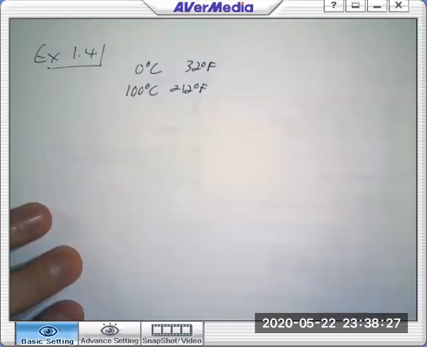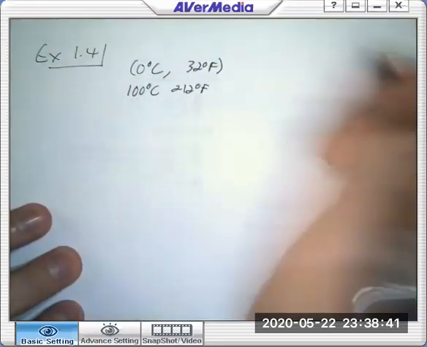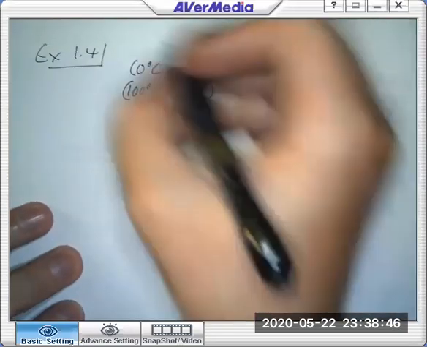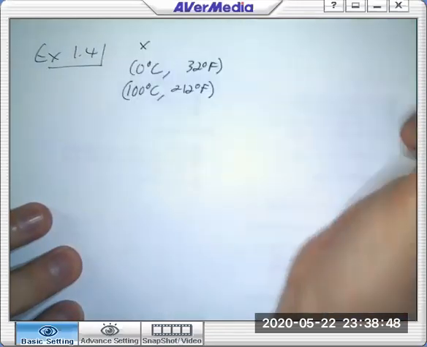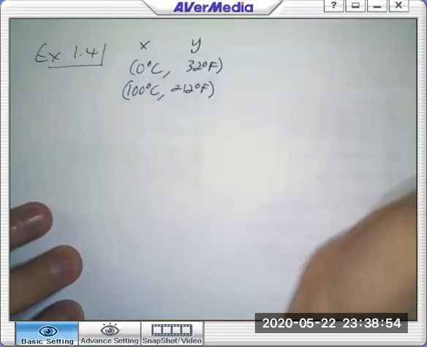We want to create a linear relationship from this data. So what you should remember about lines is that straight lines go through points. Specifically, you need 2 points to create a straight line. So I'm going to list this as one data point, and I'm going to list this as another data point. And I purposefully chose the Celsius temperature to be my independent variable, x. And I'm allowing the Fahrenheit temperature to be my dependent variable, y.